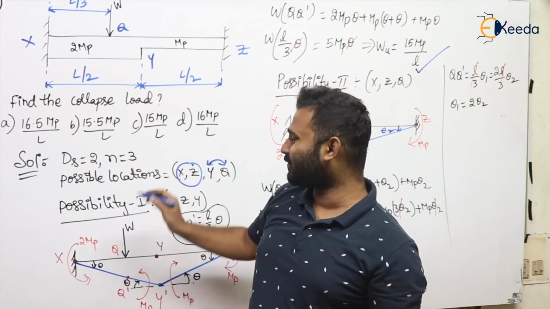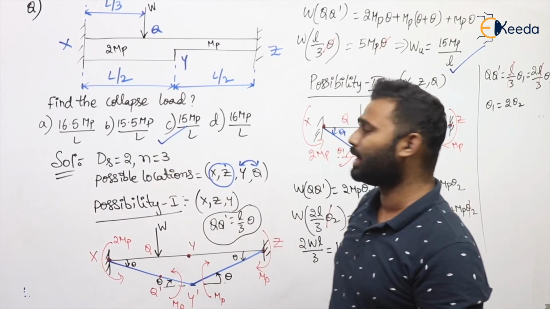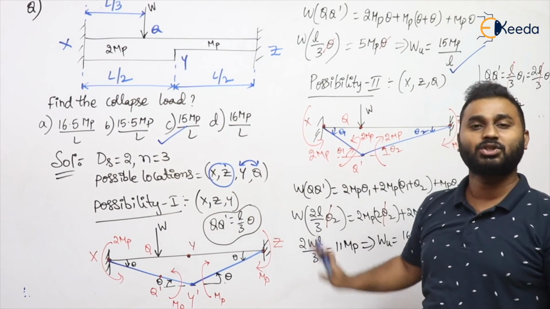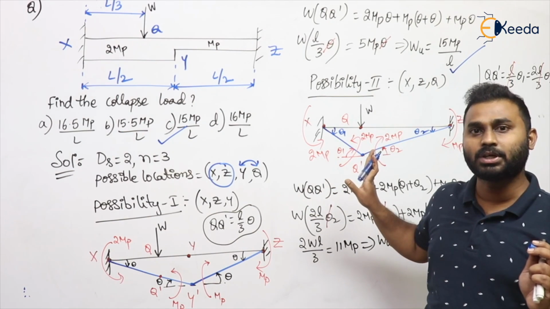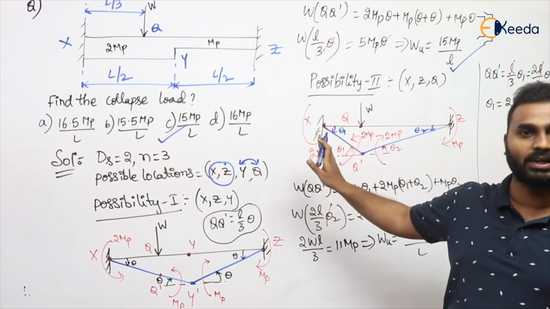Now which option is correct for this given question? 15 mp by L. Option C is correct. So this was a GATE question, from GATE 2015. Clear?